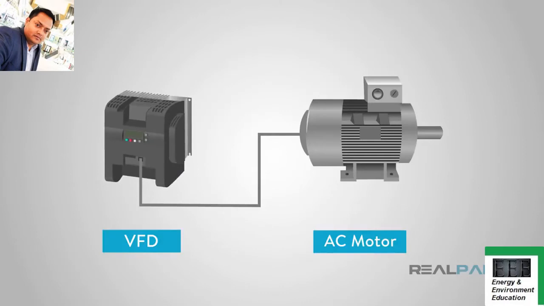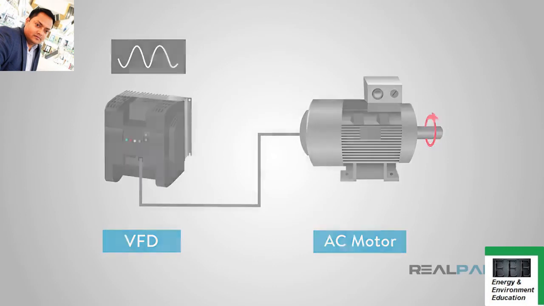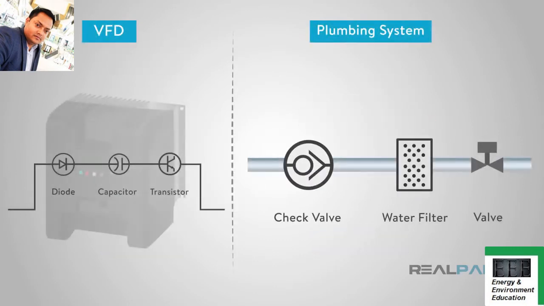Utilizing these switches is what allows the VFD to adjust the frequency that the VFD supplies to the motor. This, in turn, controls the speed of the motor. Now, I know this is a lot of information to take in. Let me compare the internal workings of the VFD with a simple plumbing system.